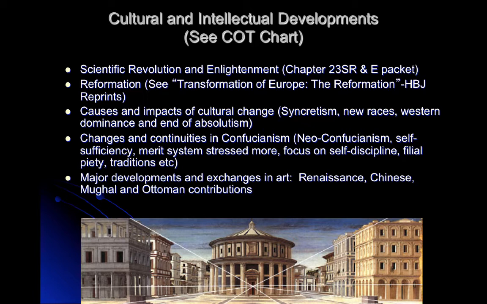Ottoman contributions, of course, mainly in architecture. Sinan, the great architect of Suleiman the Magnificent, having built the Suleymaniye Mosque, the renovations done to the Hagia Sophia when they turned it into a mosque, the Blue Mosque, even the Dome of the Rock in Jerusalem, and basically anywhere the Ottomans went, we see major architectural developments.